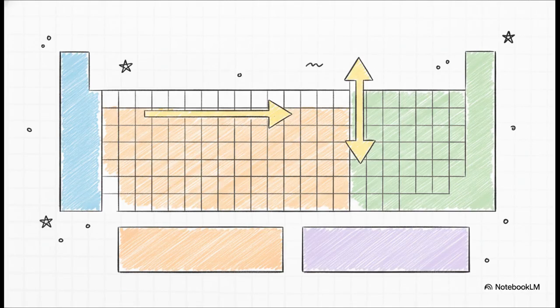Let's break down its physical structure carefully. If you actually count them, the table contains 7 horizontal rows, which we call periods, and 18 vertical columns, known as groups. Furthermore, the whole shebang is systematically divided into 4 distinct blocks, the S, P, D, and F blocks. Please make a quick note of these divisions in your books.